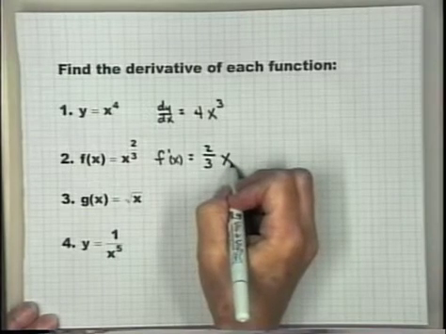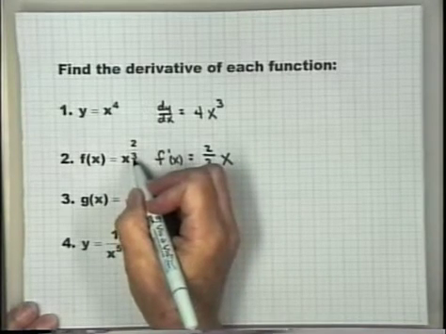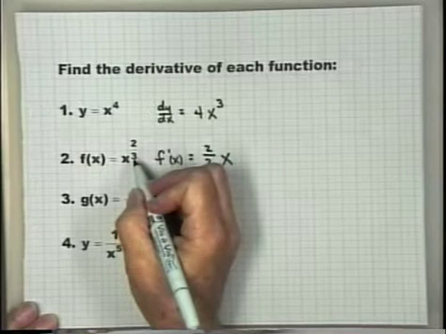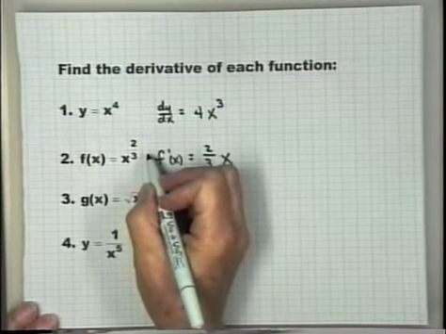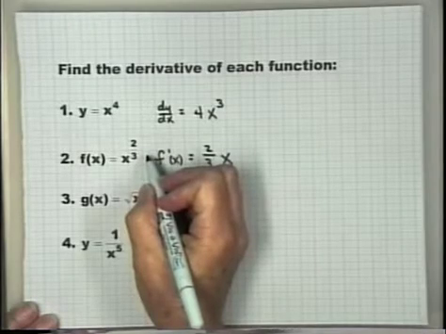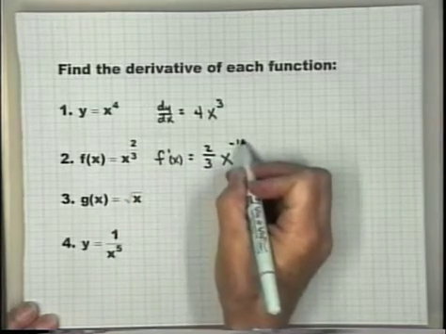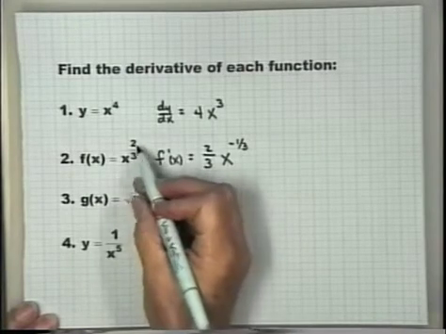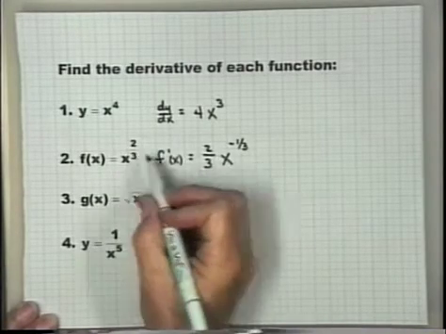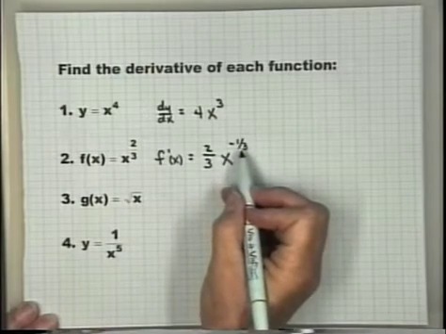We'll write our x, and we'll subtract 1 from this old exponent. Now be careful here. If you subtract 1 from 2/3, you get negative 1/3, don't you? So my new exponent would be negative 1/3. So 2/3 comes down, x, we subtract 1, we get negative 1/3.